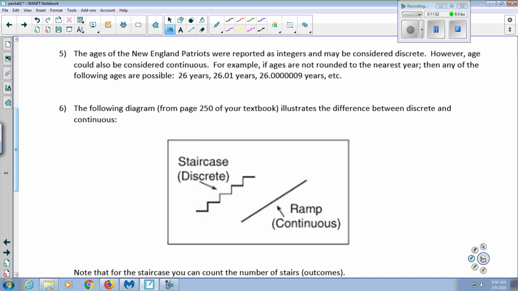So if the ages of the New England Patriots were reported as integers, they would be considered discrete, but age can also be considered continuous, because if ages are not rounded to the nearest year, then they can be lots of possible values like 26.01, 26.0009 years, depending on how exact it's being reported.